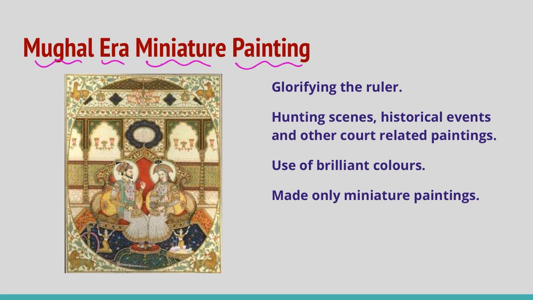The paintings made during the Mughal period had a very distinct style, and the drawings were from Persian antecedents. So, there was a change in color palette, themes as well as forms. The focus shifted from depicting the gods to glorifying the ruler and showing the life of the ruler, that is a king. They also focused on hunting scenes, historical events and other court related paintings.